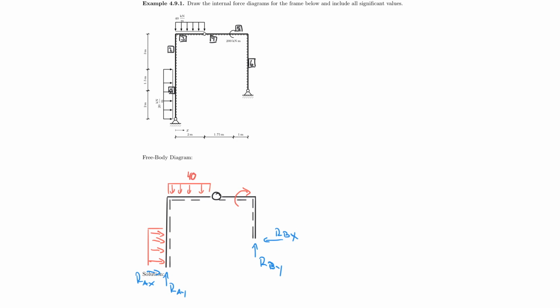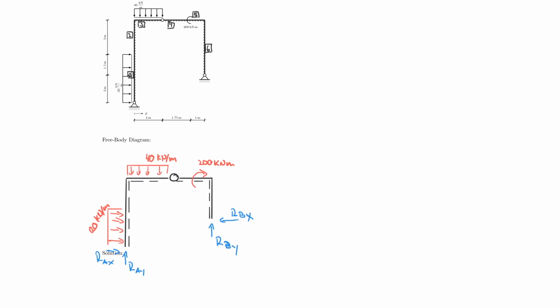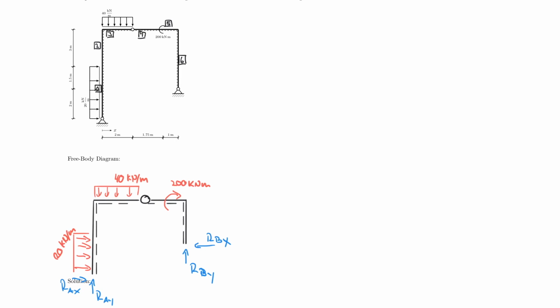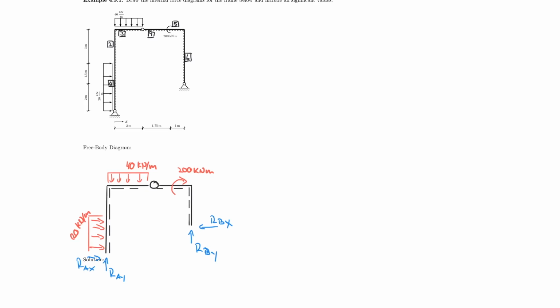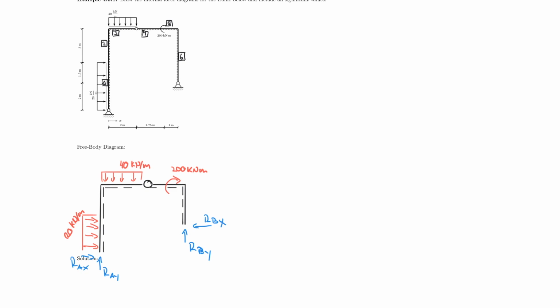So let us solve the system, and I probably should give myself a little hint here. This was 40 kilonewton per meter. This was 200 kilonewton meter. And then we have 20 kilonewton per meter. So instead of solving it on the bottom, I'm just going to solve it on the right, because then I can see all my dimensions properly. So I'm going to start with RBX and RBY.